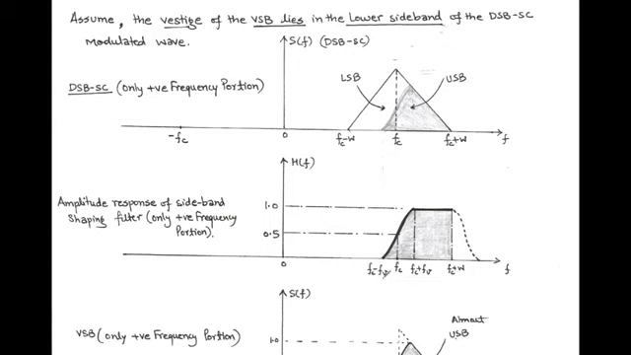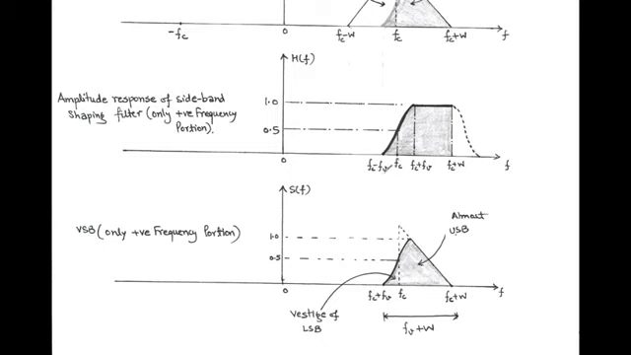Here fc plus W is the upper frequency and fc minus fv is the lower frequency of the bandpass filter, and the difference between the two is called the transmission bandwidth, which is equal to fv plus W. Here typically the amplitude at frequency fc is 0.5 and the amplitude at frequency fc plus fv is equal to 1. And in order to determine the vestige bandwidth, we take the upper frequency as fc and the lower frequency as fc minus fv.